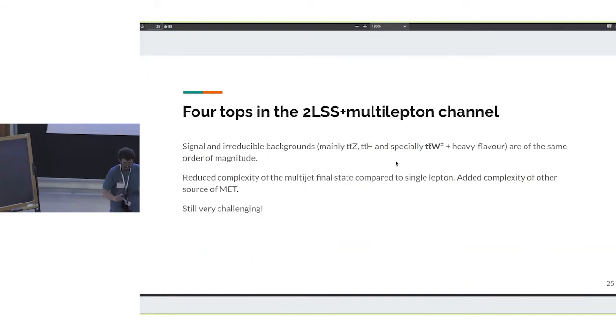So let's talk specifically about the two leptons same sign, in which the two leptons have the same charge in the previous diagram, and the multi-leptons in which at least another top decays into another W that decays into a lepton. This is a very interesting channel because you have a comparable signal and background yield and a more controlled kinematic distribution. The irreducible backgrounds are TTZ, TTH, and especially TTW plus heavy flavor, which are again of the same order of magnitude. We'll focus on TTW in particular.